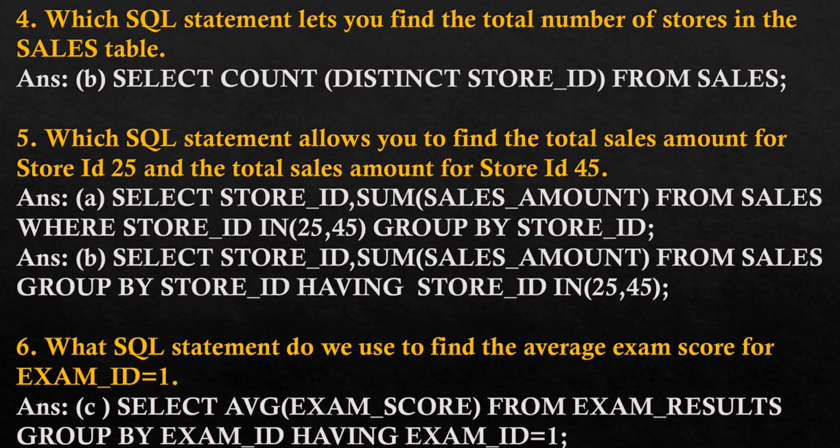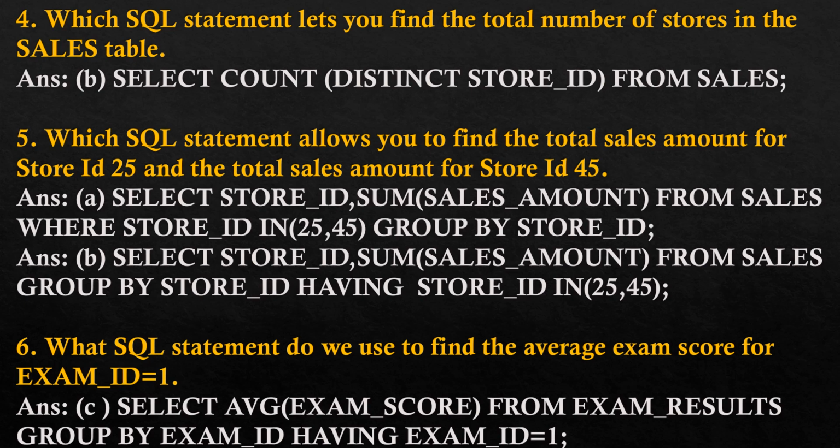Now which SQL statement lets you find the total number of stores in the sales table? So you have to select count distinct store ID from sales. So distinct store ID will give you the unique store IDs, and it will count by using the count function. So select count distinct store ID from sales.